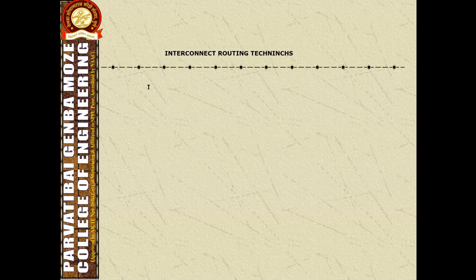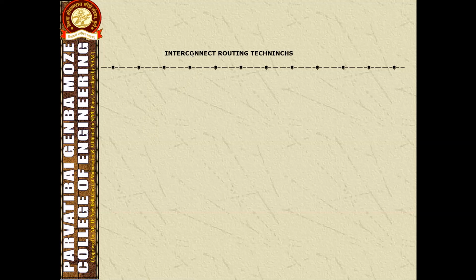Interconnect routing techniques. Up till now we discussed the flow of system on a chip. Now we will study the chip level layout and the circuit design. The basic objectives of this design are area, delay, and power. Floor planning is called chip level layout design. The floor planning is divided into three phases.